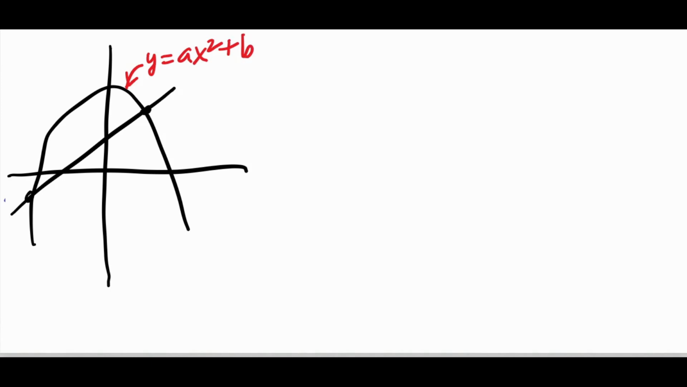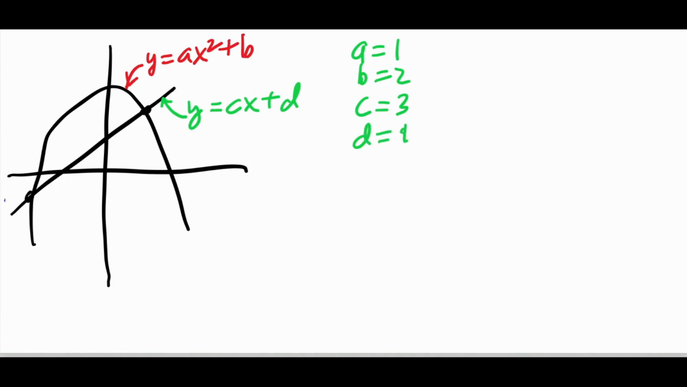So the parabola has the formula y is equal to ax squared plus b. A and b are two integers. Same way with the line, y is equal to cx plus d, different integers between -9 and 9. So we could just plug in some numbers, not at random, but is it 1, 2, 3, 4?